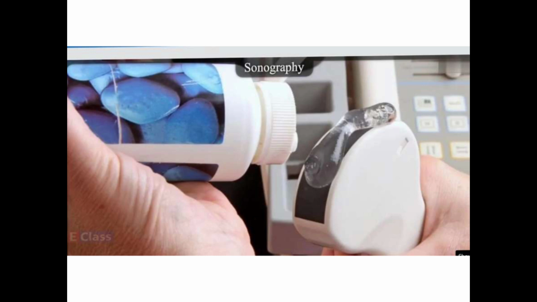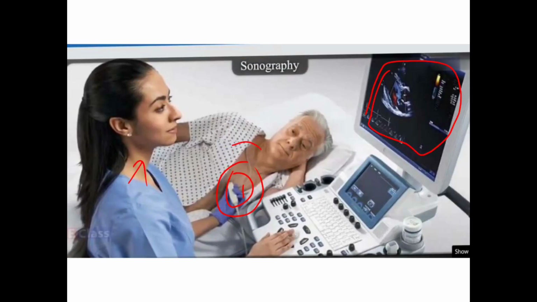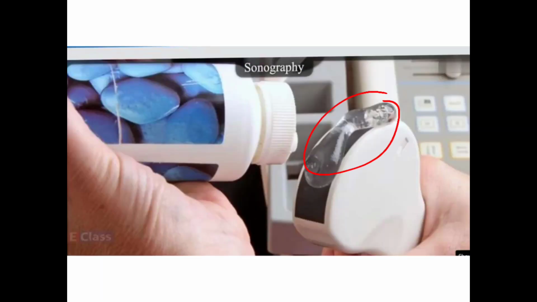Now on the probe we apply the gel. You have observed the probe right here, and this is the magnification part of the probe. Now on the probe they apply a gel. This gel is used to make the proper contact between the skin and the probe, so that the full capacity of ultrasound can be utilized. This gel is applied on the skin outside the internal organ which the person wants to study.